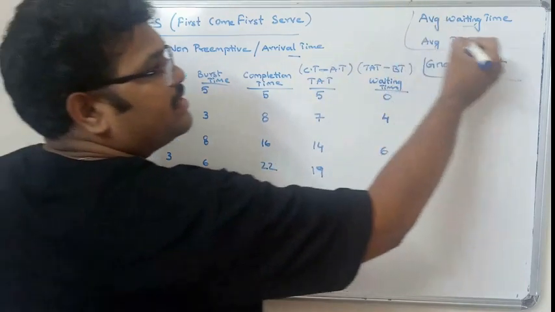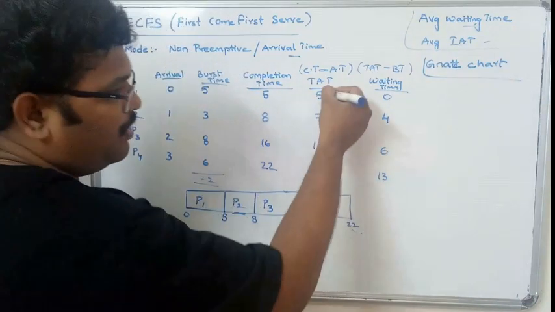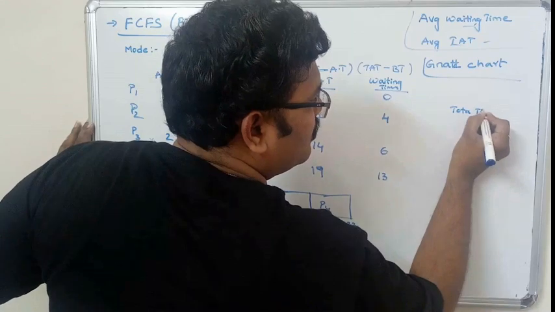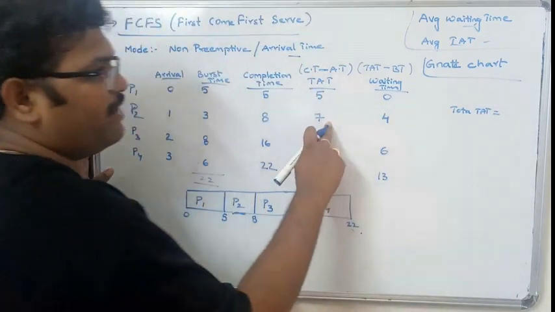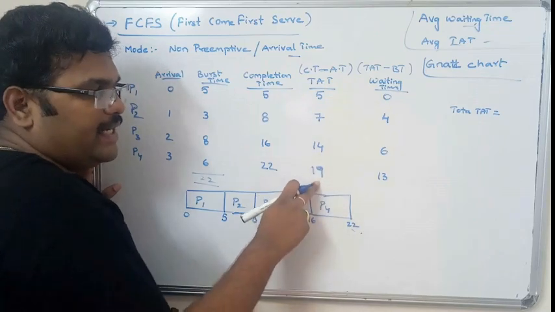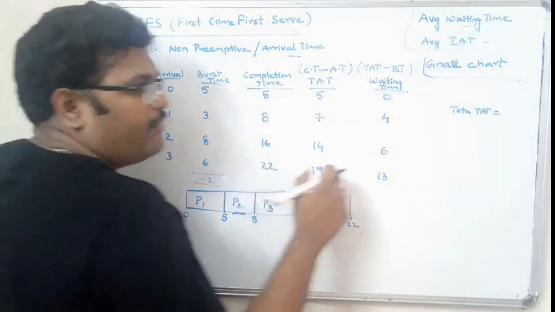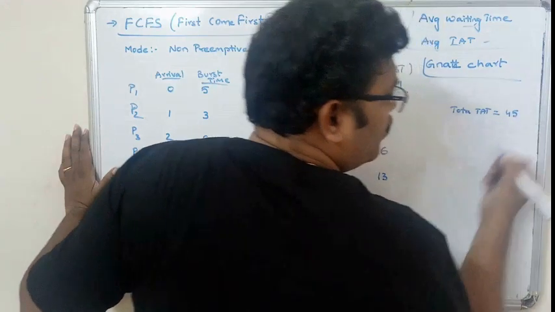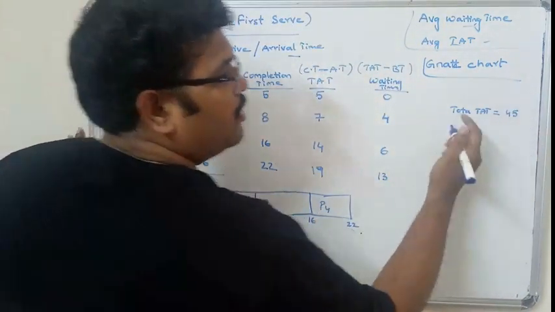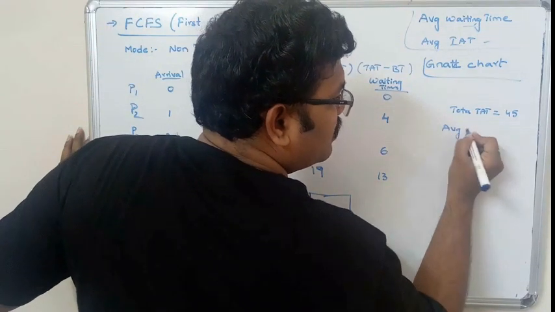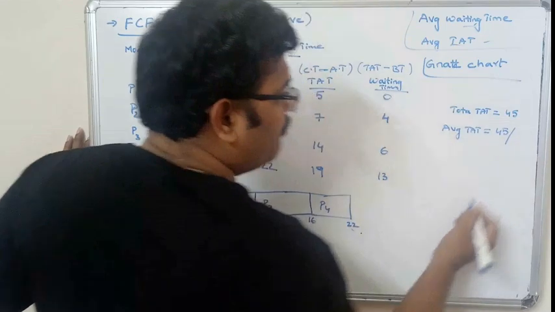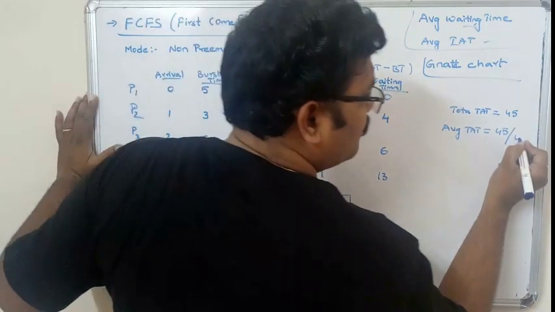So for getting the average turnaround time, we average all these values. Total turnaround time is 5 plus 7, 12, 12 plus 14, 26, 26 plus 19 is 45. Divided by, okay. So average turnaround time is equal to total turnaround time divided by number of processes. That is 4.